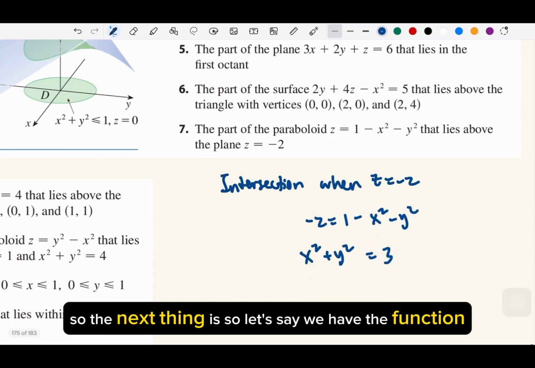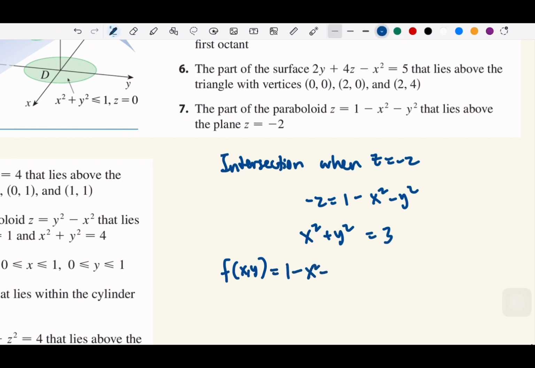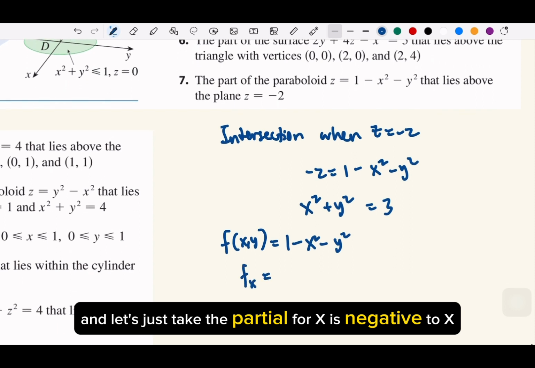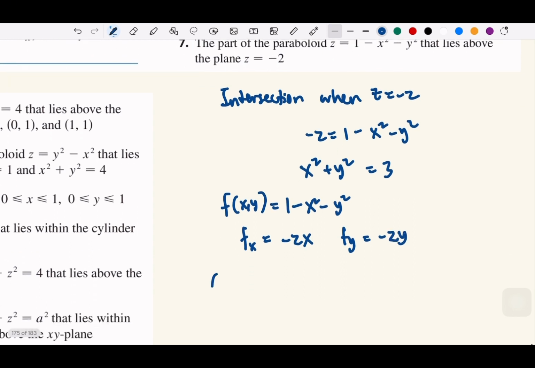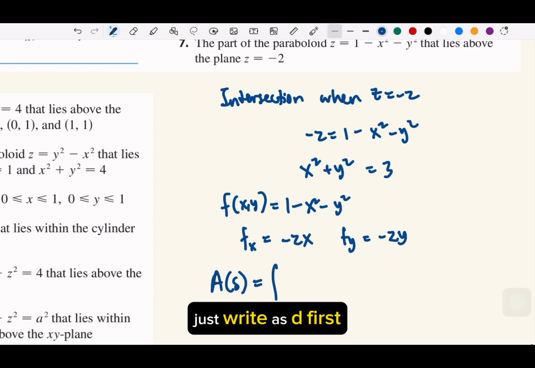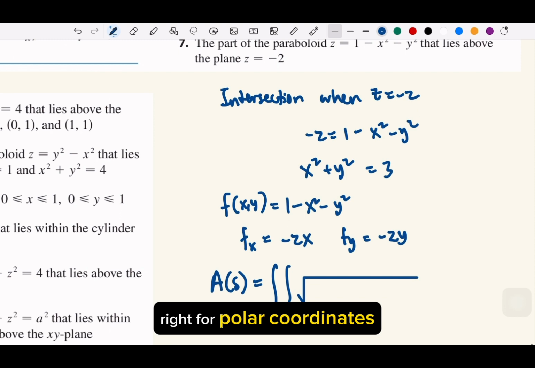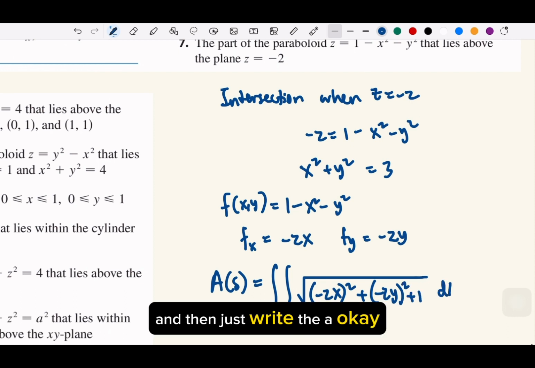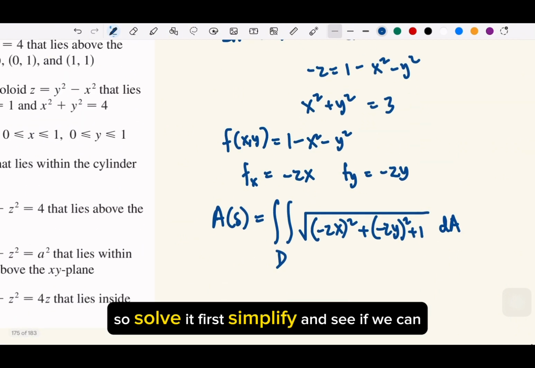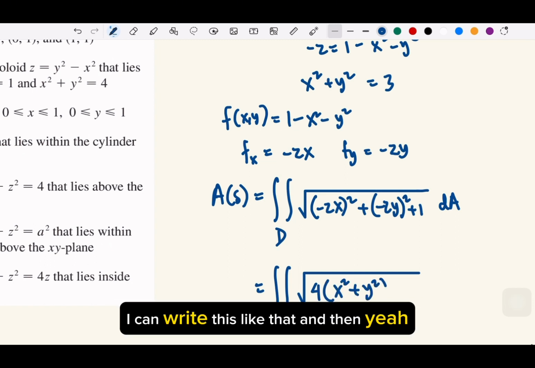So the next thing is, let me write the function first. And let's take the partials: partial for x is negative 2x, partial y is negative 2y. Okay? If you're still not sure about the endpoints, just write D first. But because we have a circle, perhaps we are going to use polar coordinates, right? So take partial x, partial y, and then just write the A. Solve it first, simplify it. Both are 4x squared, 4y squared, so 4, and then the A.